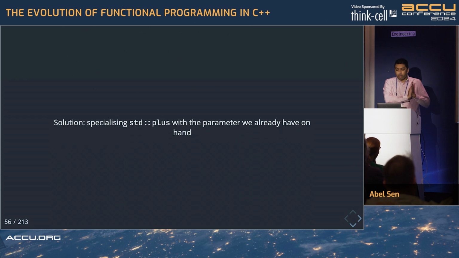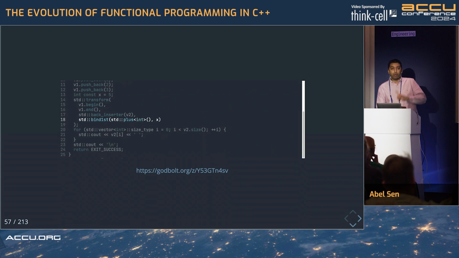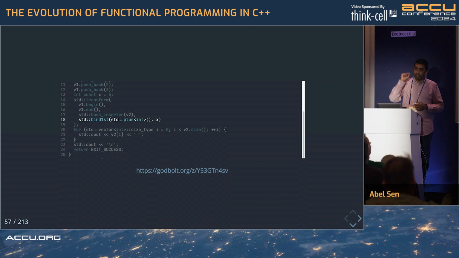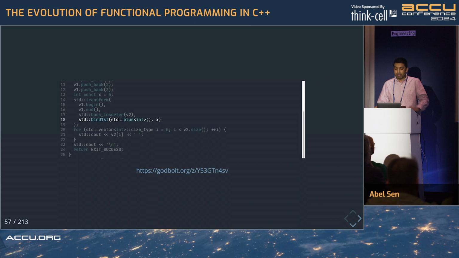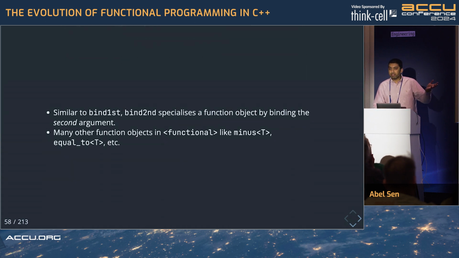The solution to our original problem is to specialize std::plus with a parameter we already had on hand. In this case, we're once again calling into std::transform, but now we're passing as our transformation function the result of std::bind1st. std::bind1st in this case takes as its first argument an instance of std::plus specialized to int, and then as a second argument we're passing in that value of x. So x essentially gets bound to the first parameter of this binary function object to turn it into a unary function object, which then expects another value to add on to x. Similar to bind1st, there's also bind2nd for binding the second parameter of a binary function object.